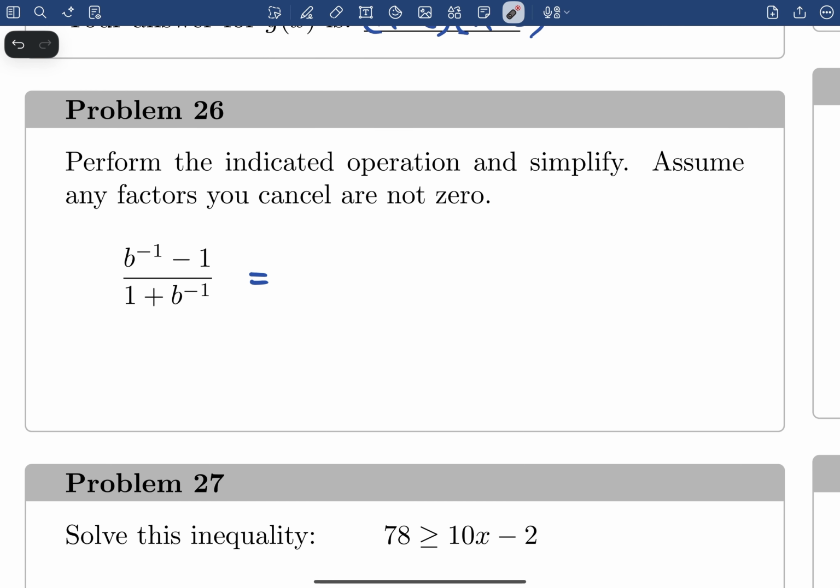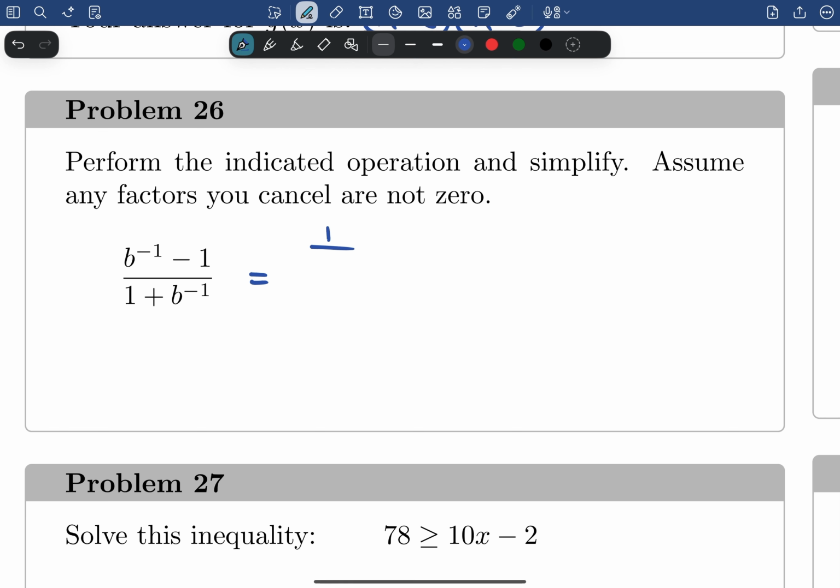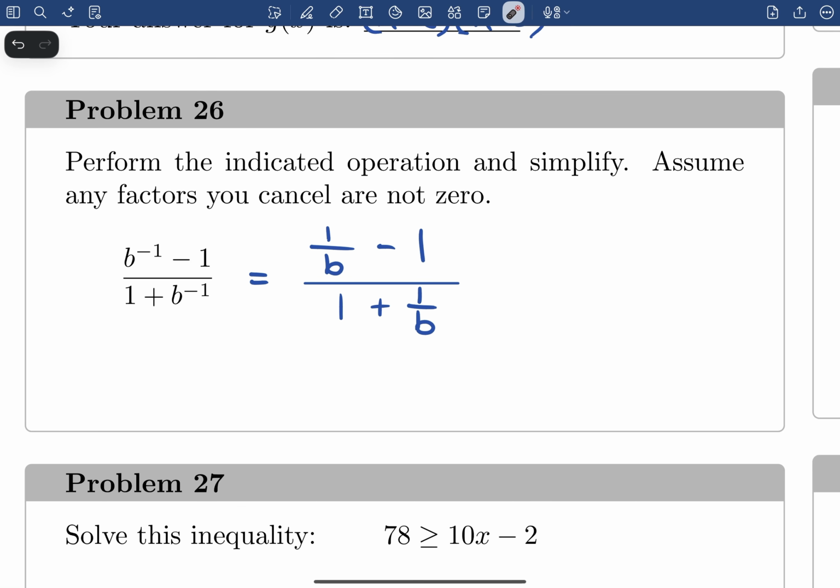Okay, so taking b and raising it to the negative 1 power, I'm going to turn that into 1 over b. The reciprocal of b is 1 over b. And then I still get that minus 1. And I divide that by 1 plus, well, I get b to the negative 1 power again, so I turn it into 1 over b. So this is the first step. Get rid of your negative exponents, applying the reciprocal. Cool.